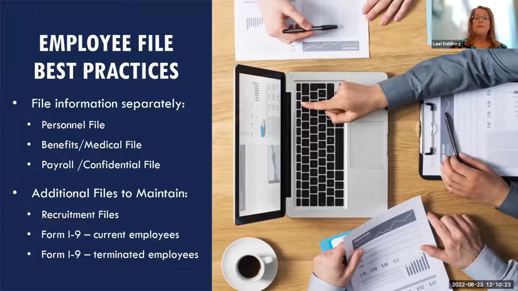There are also going to be some additional files that you will want to maintain in general. And one of those is recruitment files. So files that are specific to the positions that you are recruiting for, that contain all of the information related not only to the position and the approach you took to recruitment, but also all of the candidates who applied for that position and what their status is. There should be a separate file for your current employee Form I-9s, and another file for your terminated employee Form I-9s. And again, we're going to go into detail on what each of these will entail.